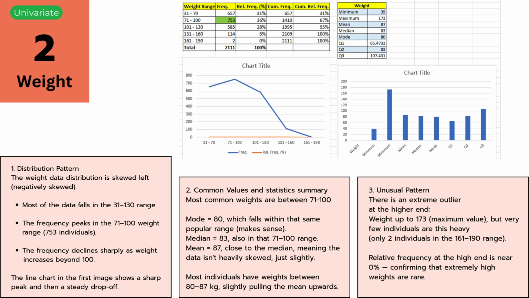For the unusual pattern, there is an extreme outlier at the higher end. Weight goes up to 173, which is the maximum value, but very few individuals are this heavy. Only 2 individuals are in the range of 161 to 190, and the relative frequency at the high end is near 0%. That confirms that extremely high weights are rare.